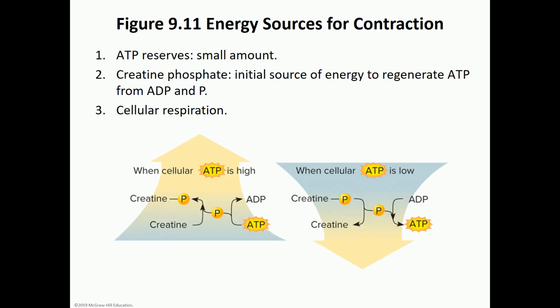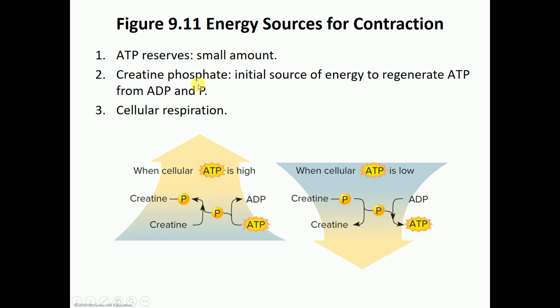So what are the energy sources for contraction? Obviously, it is ATP. We do have a small reserve of ATP. We also have creatine phosphate, and that is how we store phosphate. Remember that in order to make ATP, we are going to bind ADP to a third phosphate. ADP is adenosine diphosphate, or two phosphates, and we add to it a third one to make your ATP.